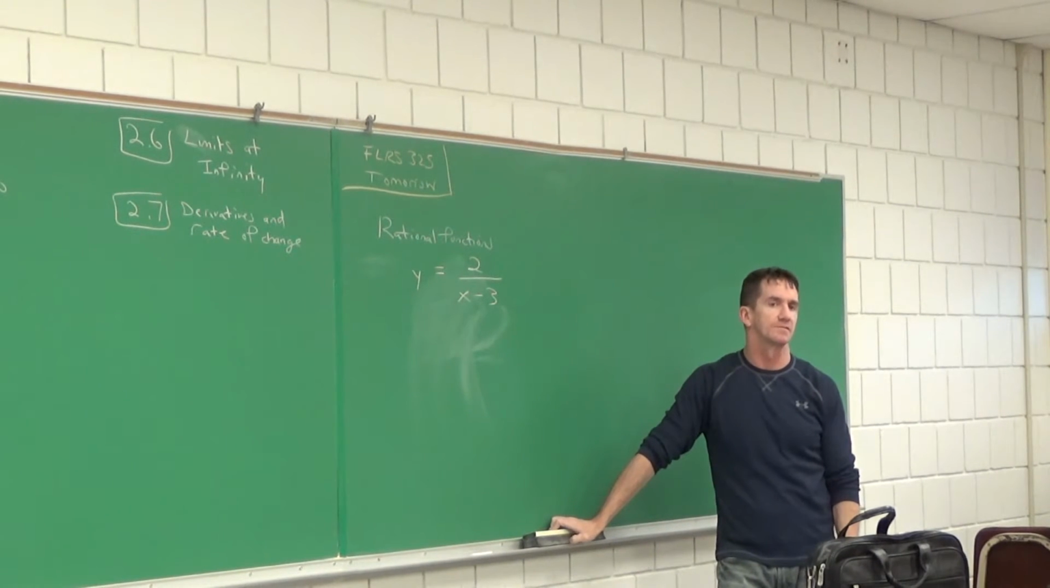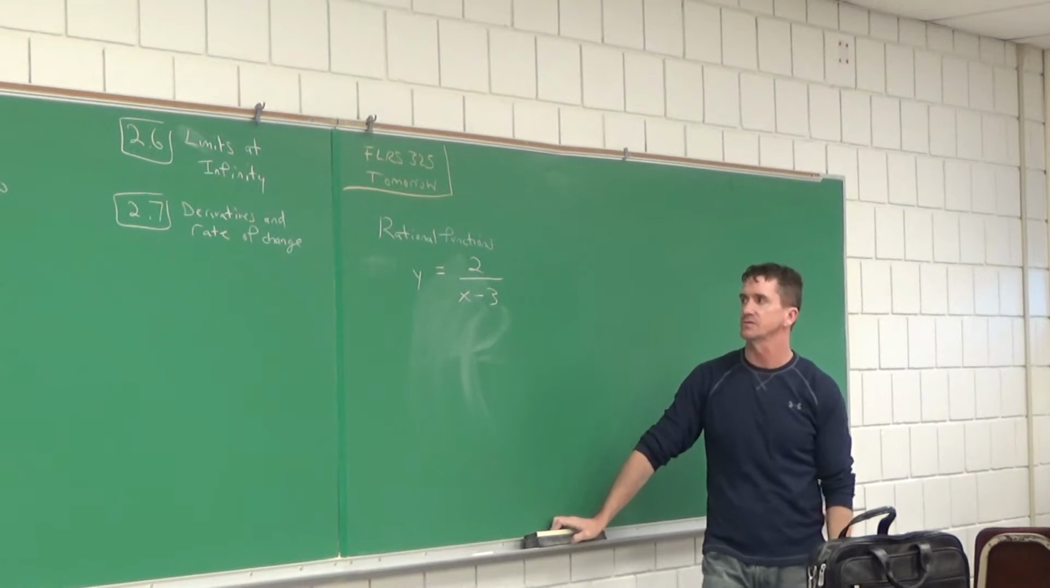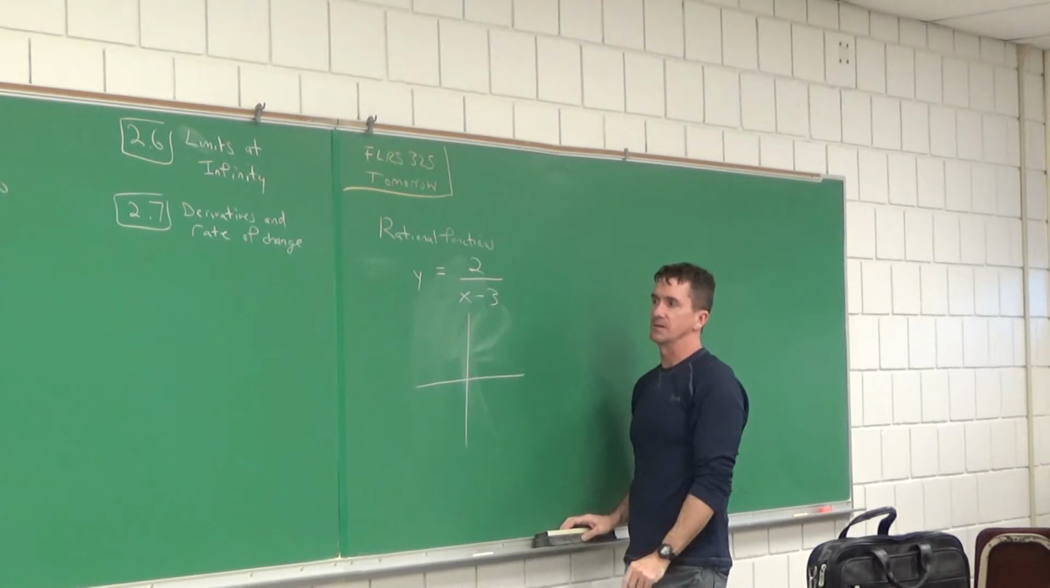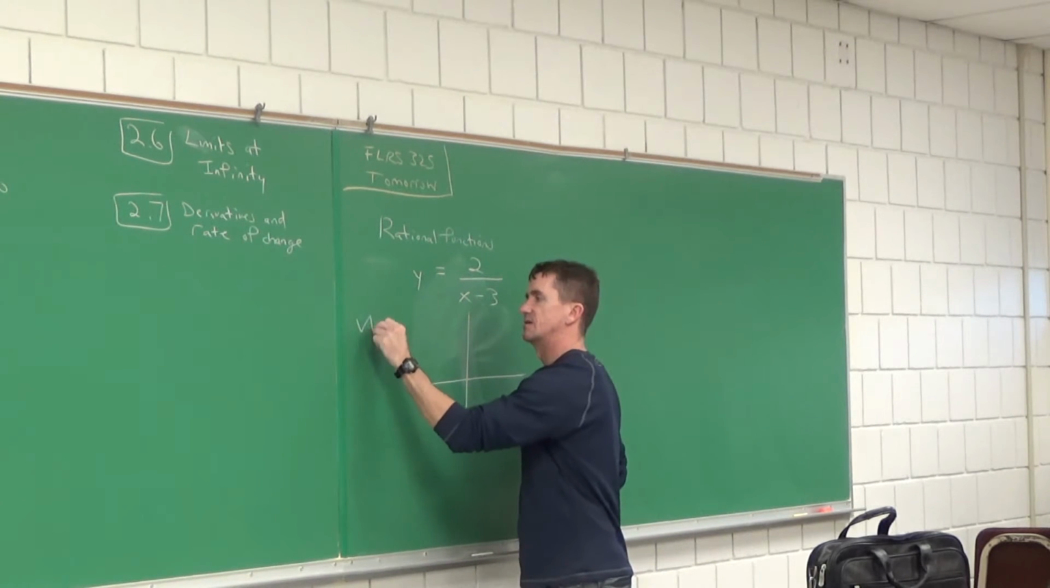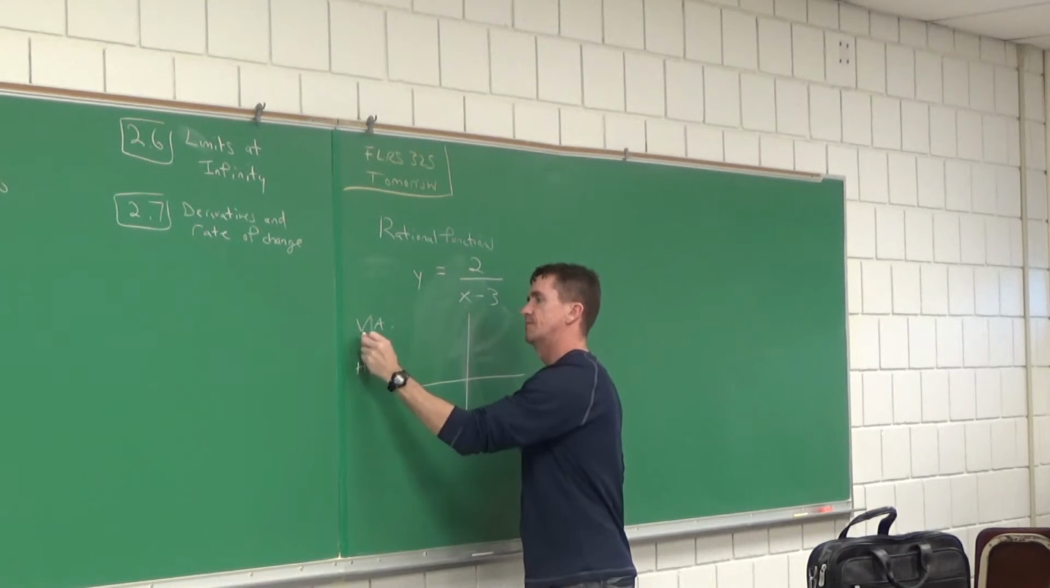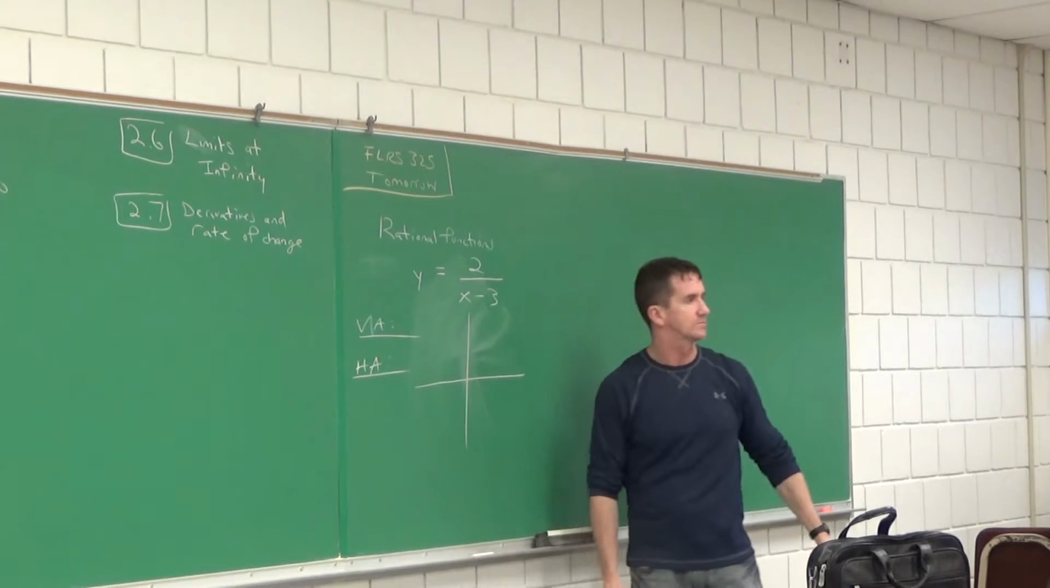And I want us to make the graph. So we're just gonna do a little graph review. We'll do 3 scenarios. So I wanna look at this graph, or when this thing has a VA and an HA. It's got a vertical asymptote, but it also has a horizontal asymptote.